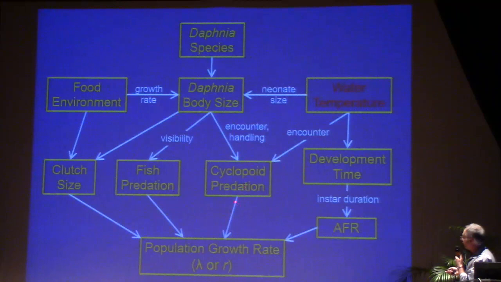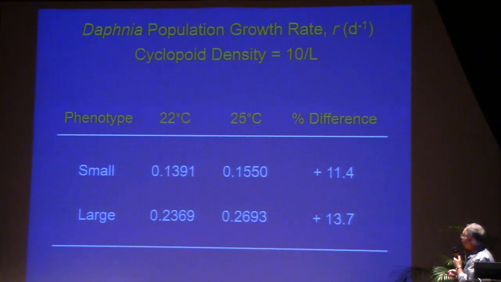But water temperature has other effects as well. Body size has other effects on clutch size, and water temperature has effects on development time. When you integrate all this together, what you end up with is just the opposite of what you might predict. That is, there is actually a slight increase in population growth rate at 25 degrees Celsius, about a 10 to 15% increase for both small and large Daphnia, and that's largely a function of the fact that at those warmer temperatures, the development rate speeds up and the age of first reproduction is decreased significantly.